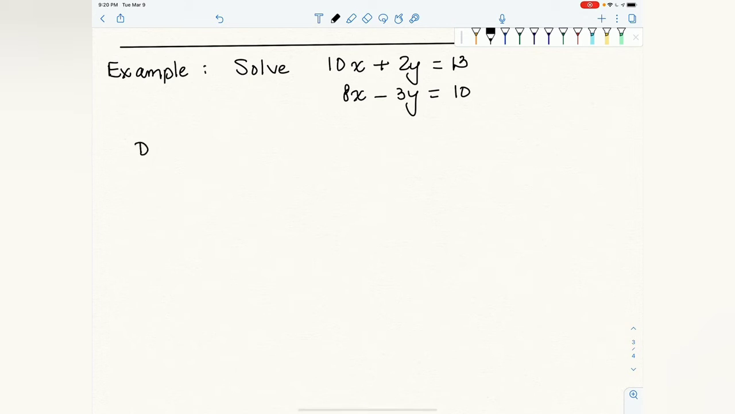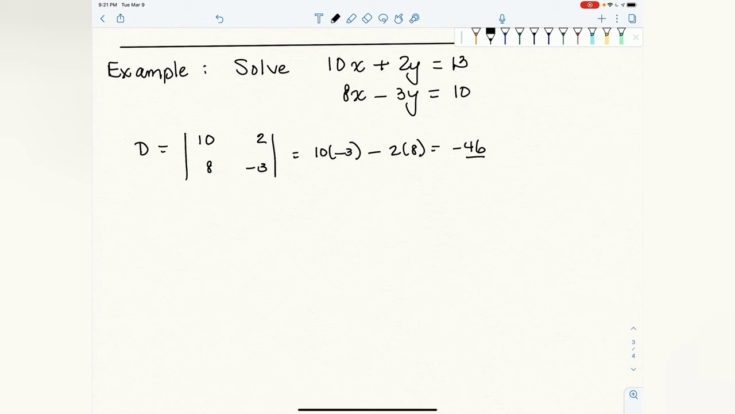So we calculate D, which is the determinant for what I call the system, the left-hand side. So that's 10, 2, 8, and negative 3. So that's 10 times negative 3 minus 2 times 8. And I believe that comes out to be negative 46.